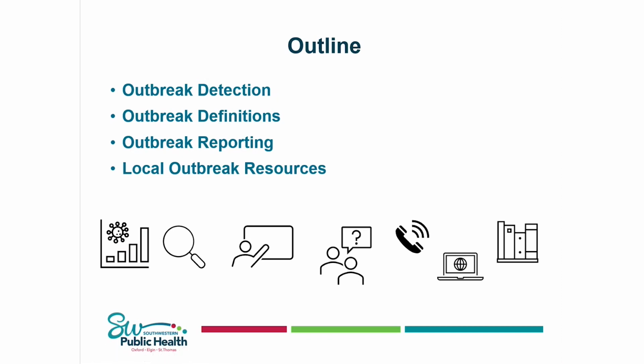Before we get right into the outbreak resources, I will just quickly go over outbreak detection, so looking at methods and ways that we can detect an outbreak. We can look at the outbreak definitions and case definitions. These are the provincial definitions that I'll be reviewing. And then we will quickly review when and how to report outbreaks to public health. And then finally wrap up with a look at our local outbreak resources. And I'll take you on a quick tour of the Southwestern Public Health website that we've recently updated.